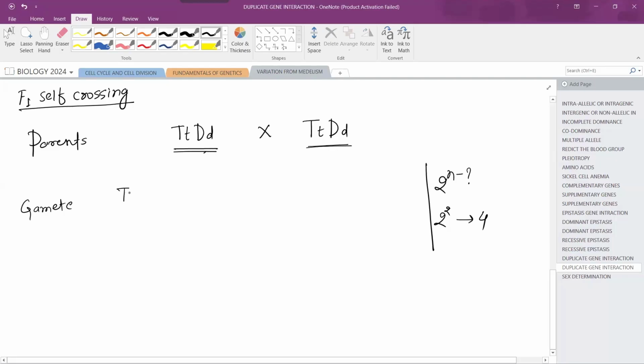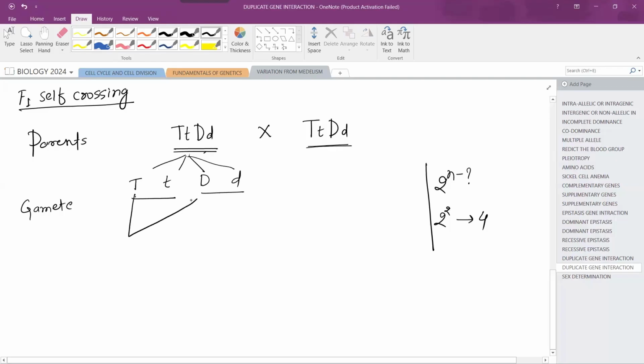Small t. No. To do that, if you are facing such type of problem, first you have to just separate all the alleles. After separating all the alleles, you have to make a possible combination. So these are one set of alleles and these are another set of alleles.